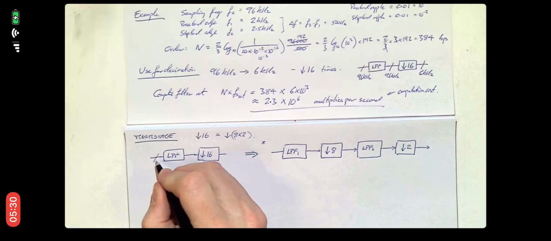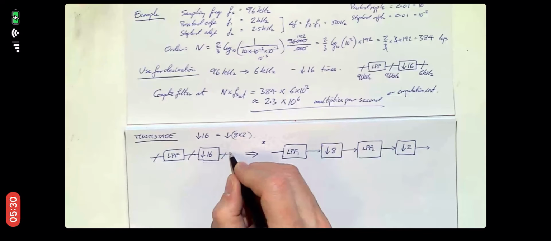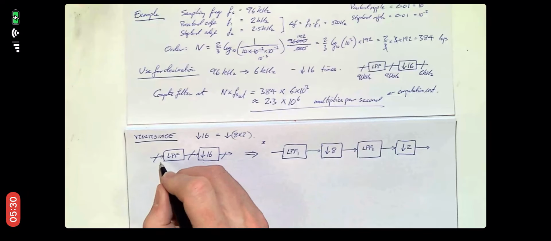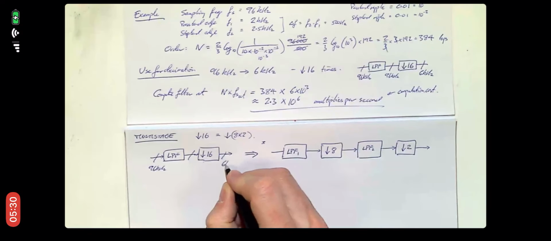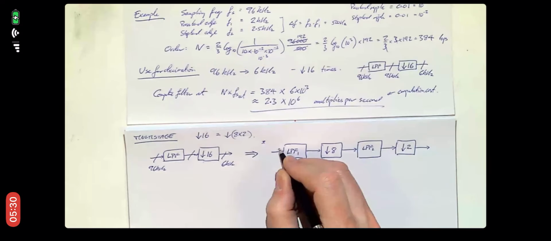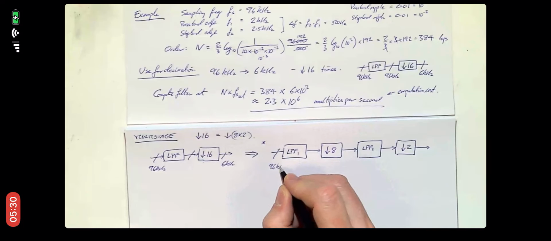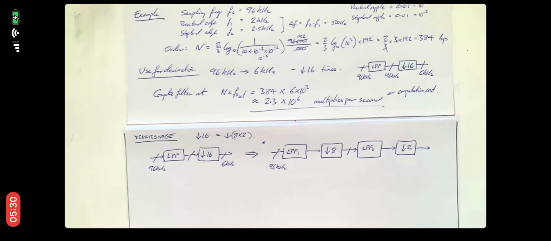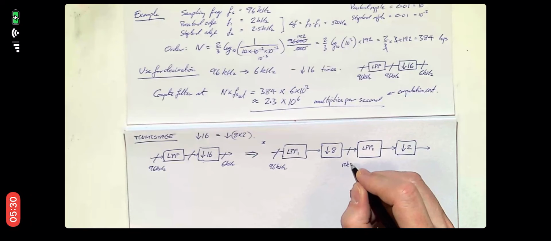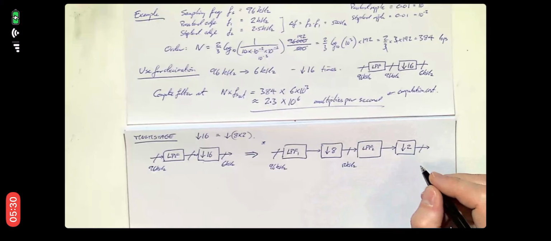So here, the sample rates that we've got in this one are 96 kilohertz here and 6 kilohertz here. For this one, we've got 96 kilohertz coming in. In the middle, we've decimated by 8, so we've got 12 kilohertz, and then at the final output, we've got our 6 kilohertz.